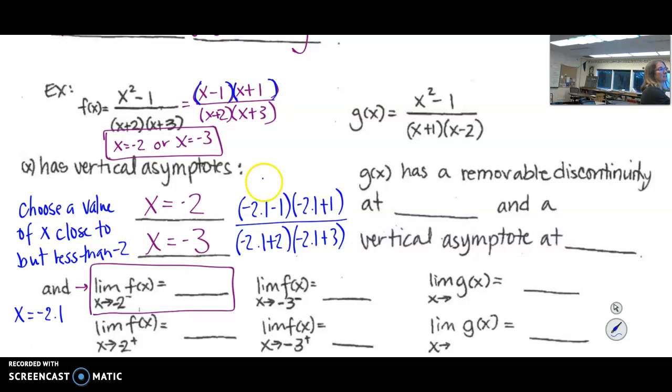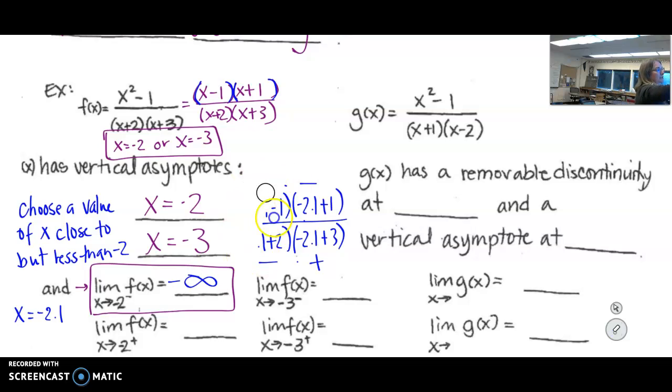So if you look at this factor right here, -2.1 minus 1 would be a negative. And then we're going to multiply that by -2.1 plus 1, which is still a negative. So you have a negative times a negative in the top. -2.1 plus 2 is still negative, and -2.1 plus 3 is a positive. So in the denominator, we have a negative times a positive. So we end up with a negative times a negative divided by a negative times a positive. With 3 negatives, if you have an odd number of negative factors, it makes the whole thing negative. So this is going to approach negative infinity.